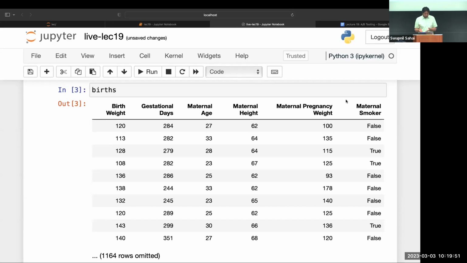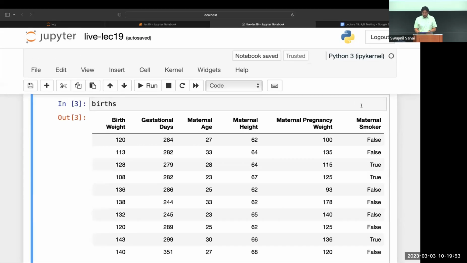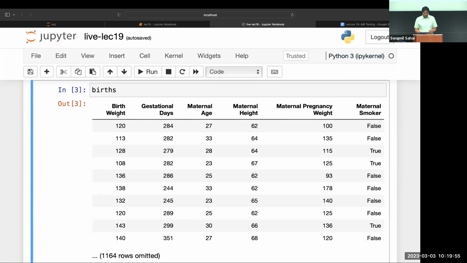And so for today, we're going to focus on this last column, which is the smoker column, and also the birth weight, which is the first column. We're going to try to see whether these numerical values, the birth weights, differ between babies whose moms smoked and babies whose moms did not smoke. Is there any difference there? Or maybe they're the same. That's what we're going to try to assess with this data set.